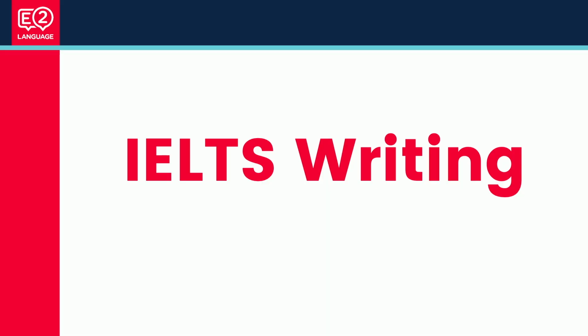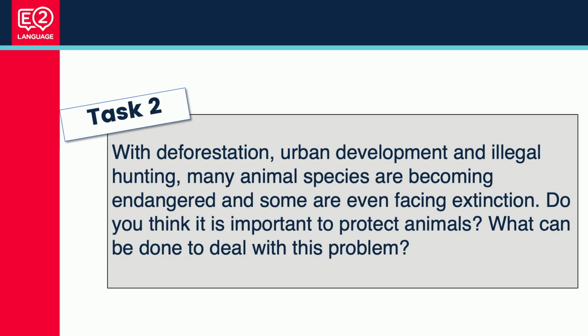Let's look at IELTS writing. I'm going to show you a typical task 2 topic, and I want you to think about your own current language ability. And I mean current because your language and your vocabulary today are not the same as they're going to be tomorrow or next month or next year. Here's a typical essay question. With deforestation, urban development, and illegal hunting, many animal species are becoming endangered, and some are even facing extinction. Do you think it is important to protect animals? What can be done to deal with this problem?